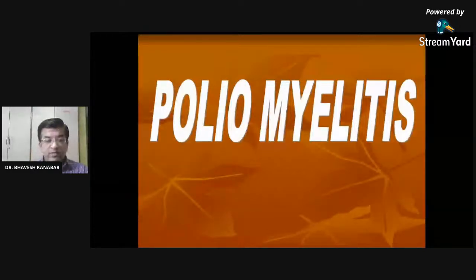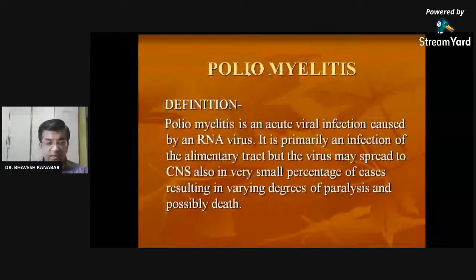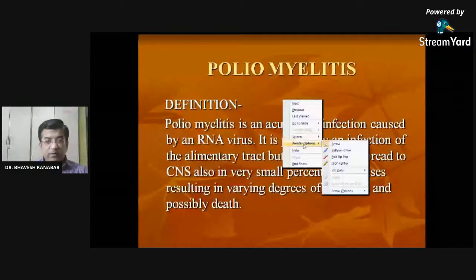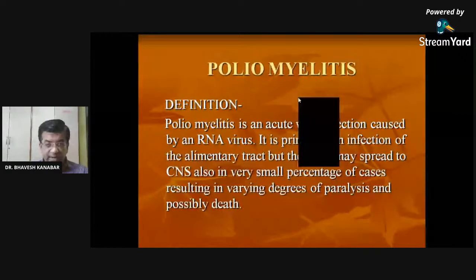So we are going to discuss poliomyelitis today. We are going through various communicable diseases, among which poliomyelitis is an infection which affects the GIT and causes paralysis. So first of all, the epidemiology of poliomyelitis. It is an acute viral infection caused by an RNA virus, and it is primarily an infection of the alimentary tract. So it is of the GIT, right?